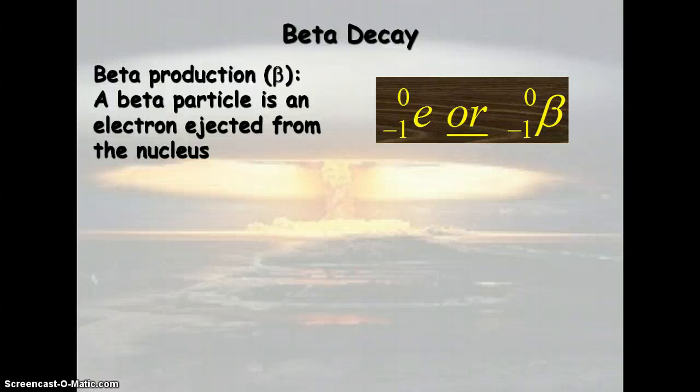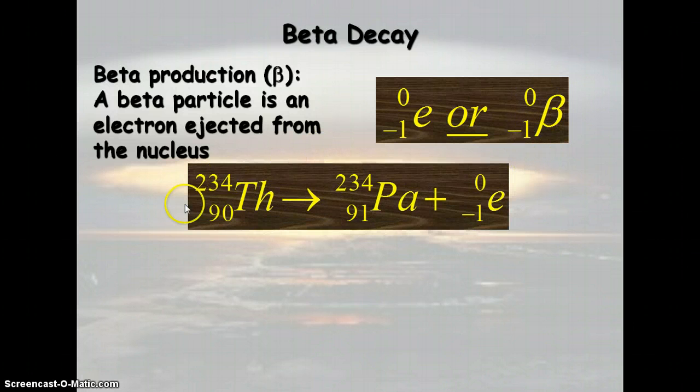All right, the next is going to be beta decay. A beta particle is basically like an electron that has been ejected from the nucleus. Okay, so it's going to have -1 protons, which gives it a negative charge, and it has no mass. You can use the e or the funny looking B, the beta symbol. Here we have an example where we have thorium undergoing a beta emission, letting off this beta particle, and becoming 234 Pa.